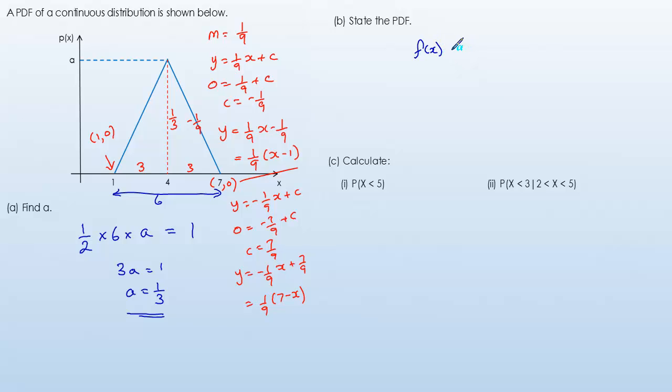So f of x is going to be 1/9 (x minus 1) when x is between 1 and 4. It's going to be 1/9 of (7 minus x) when x is between 4 and 7. Note I've used less than or equal to here, so this one has to be less than, and less than or equal to 7, and it will be 0 otherwise.